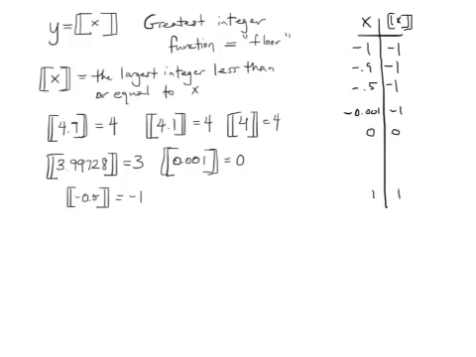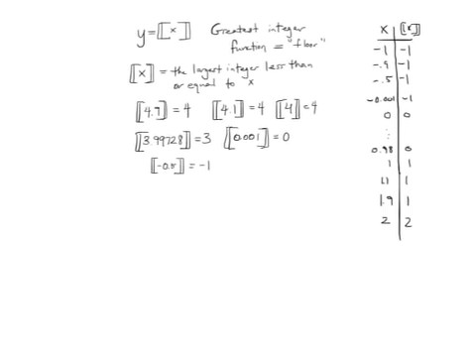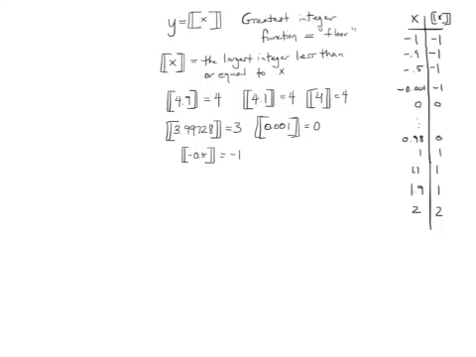Right. 1 is 1, but right before 1, 0.98 will give us 0. Okay? And then 1.1 gives us 1, 1.9 gives us 1, and then when we hit 2, we've got 2. And so on and so forth. Right. So how are we going to reflect this in a graph?